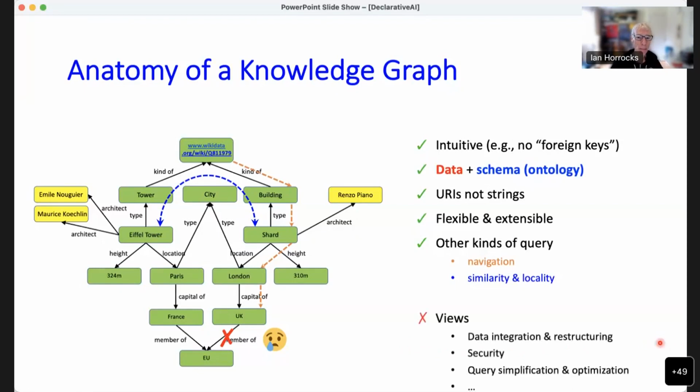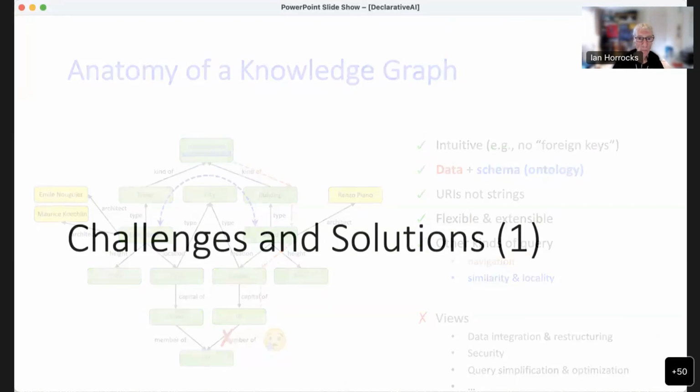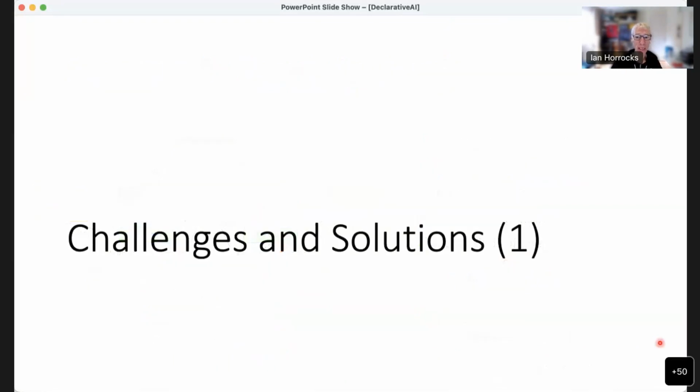One thing I'd like to mention, though, is on the downside, a very powerful and widely used feature of databases is views. And there isn't, at the moment, looking at this graph, an obvious corresponding feature to views. And as I say, these are widely used in databases for things like integrating and restructuring the data, for security, for query simplification, and so on. So again, I'll come back to that in a minute.